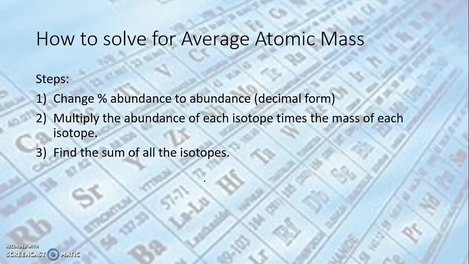So what can we do with isotopes? One of the things that we can do with isotopes is calculate the average atomic mass of an element using the isotopes. There's a couple steps you follow.